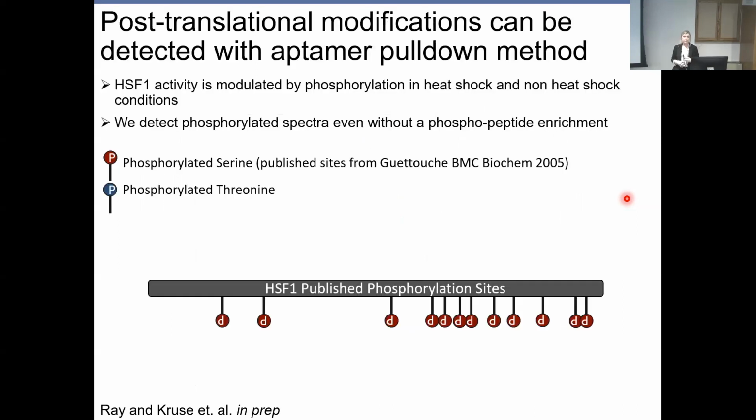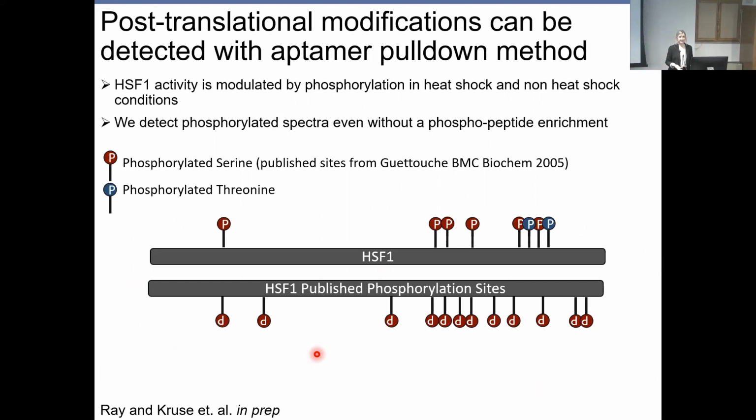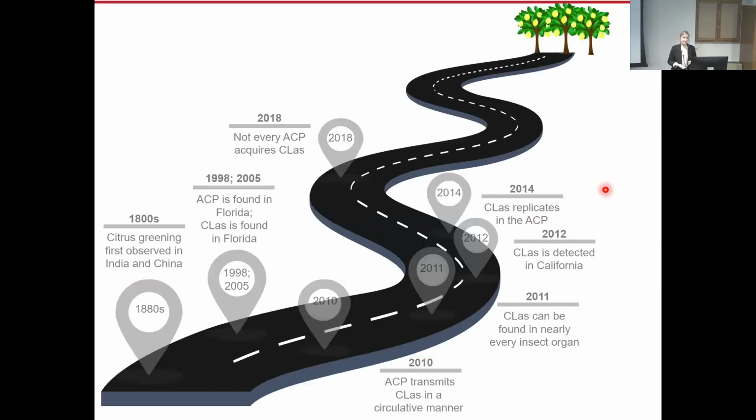And finally, HSF1 is known to undergo phosphorylation, both in heat shock and non-heat shock conditions. And we wanted to determine whether we could detect phosphorylated spectra, even though we didn't do a phosphopeptide enrichment, which is typically required to identify modifications. And so at the bottom here, these are all of the phosphorylation sites that have been published for HSF1. And I'll remind you that these are cumulative and they're observed in many cell lines. And in our study, we find these sites on HSF1. And you'll notice that we identify a great proportion of previously published sites, but we also identified 2 novel phosphorylated threonine residues.